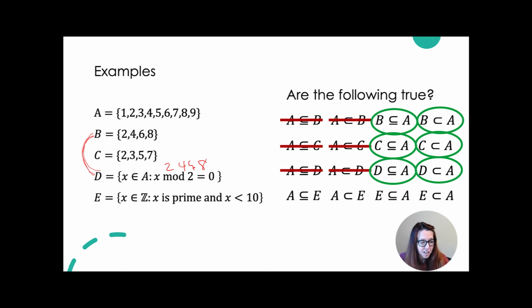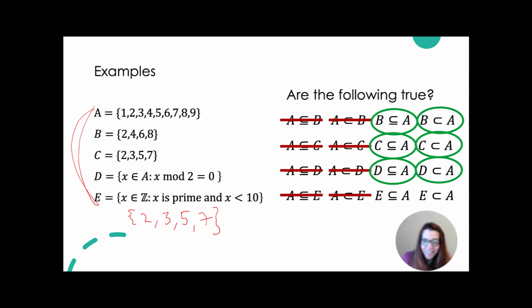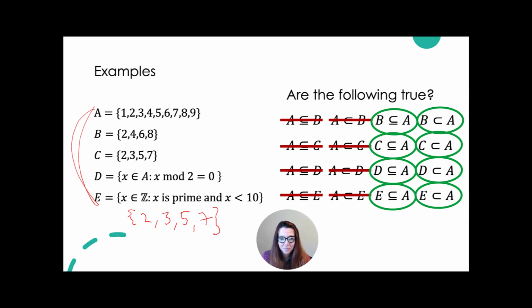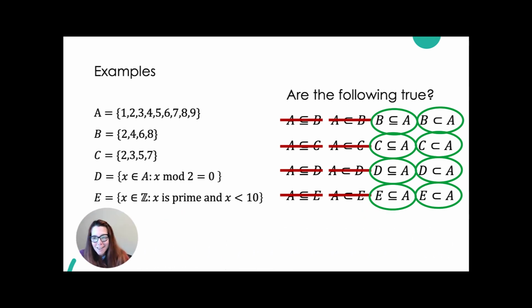So the only thing left to check then is A versus the set E. And E, we remind ourselves, contains 2, 3, 5, and 7, all those prime numbers less than 10. And that means that A and E have the same relationship as A and C. And so we get the same result. So we have one last set of relationships to explore, and that is B versus D.